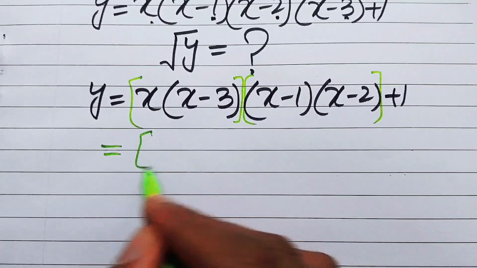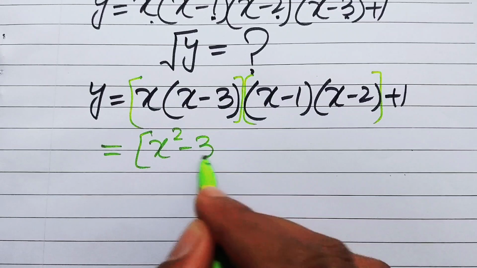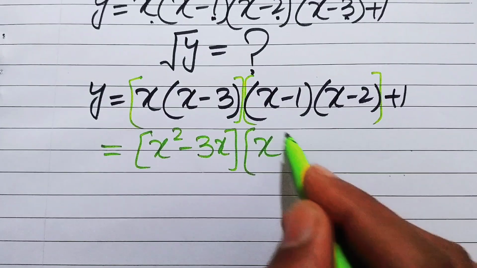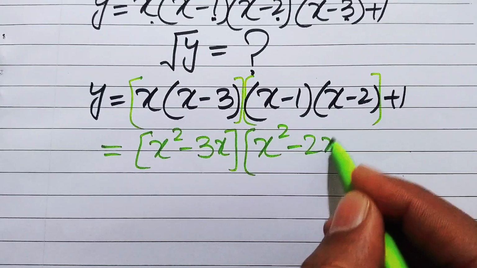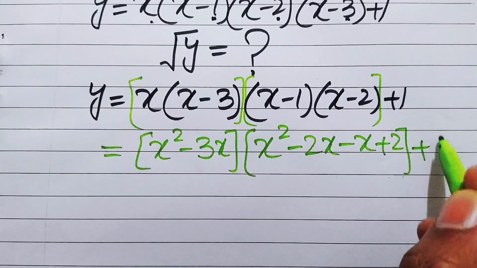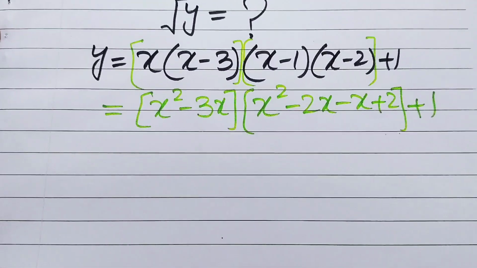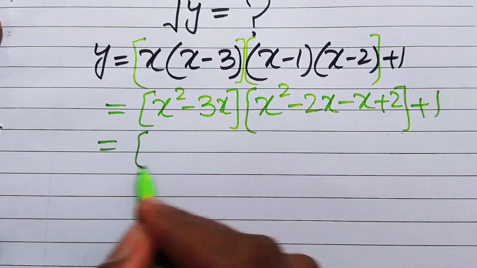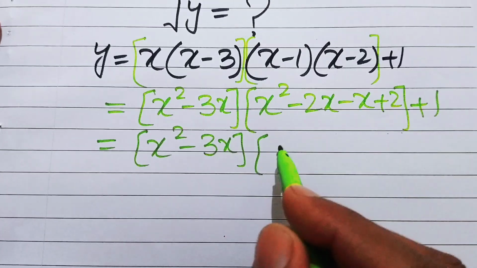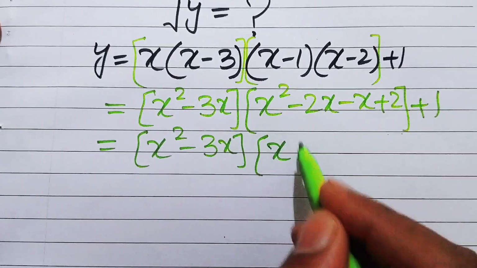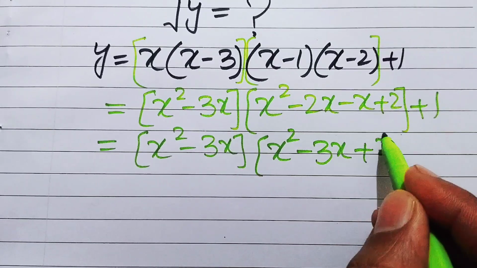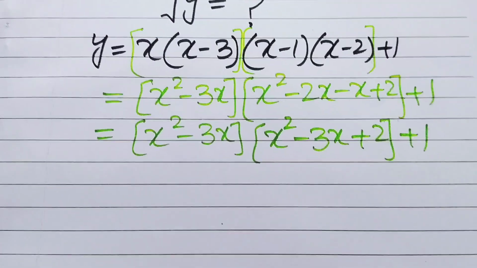When you multiply these two factors, you get x square minus 3x, and when we multiply these two factors, you get x square minus 2x minus x plus 2, and this is our plus 1. Here we first simplify the terms and add the like terms, and we have x square minus 3x into x square minus 3x plus 2, and this is our plus 1.